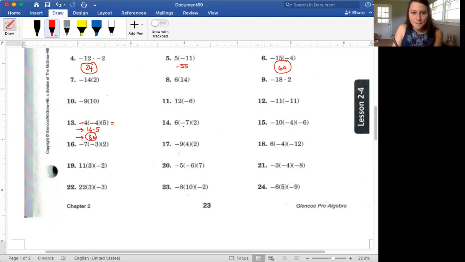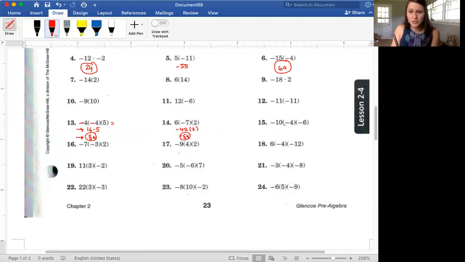Number 14, we're going to work this out. So we've got 6 times -7, that would be -42, and then times 2, so I've got one negative, and that would be -84. That's your answer there.